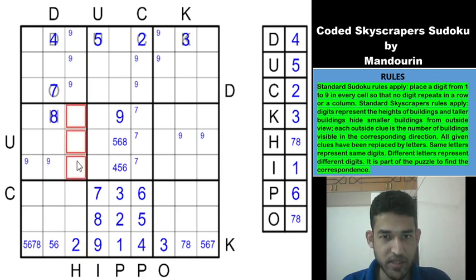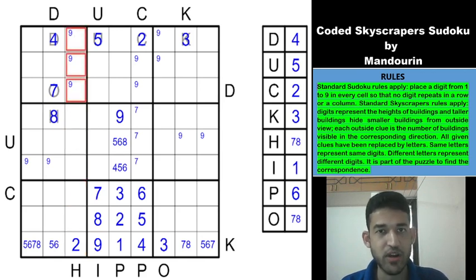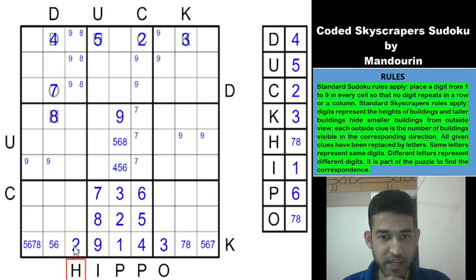So 8 cannot be in these 3 cells, cannot be in these 3 cells. 8 would have to go here. There is no doubt about that. And we know that 1 is already hidden in this column. So rest of the cells would have to be seen. 3, 4, 5, 6 and 7. Superb, guys. This is fantastic.